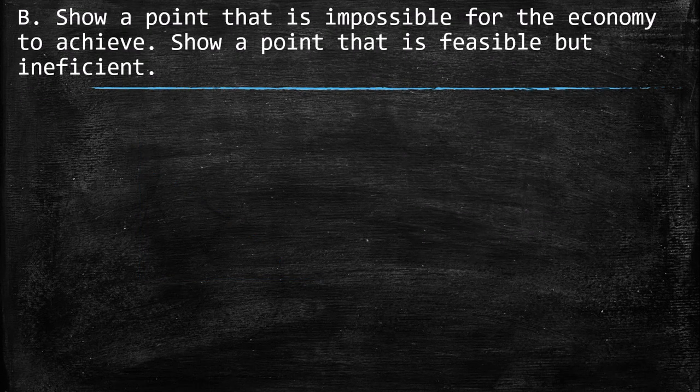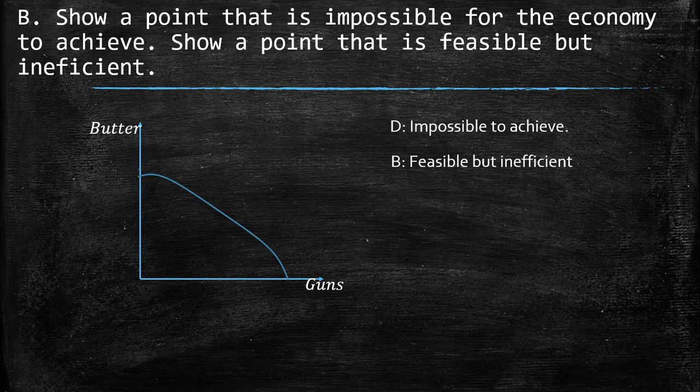The second point, show a point that is impossible for the economy to achieve. Show a point that is feasible but inefficient. So for example, we have the same graph, and we have these two points, the D point, which is impossible to achieve, and the B point, which is feasible but inefficient. So this one is the B point. We know that all this set is where the economy can be inside here, but they are not using all the factors of production, so this is considered feasible, so you can reach it, but it is inefficient. On the other side we have the D, which is impossible to achieve. It has more butter and more guns produced, but this is the production possibilities frontier, so we cannot reach that.